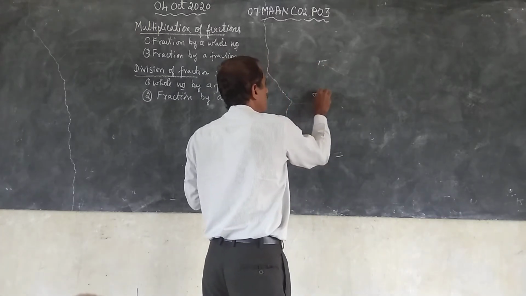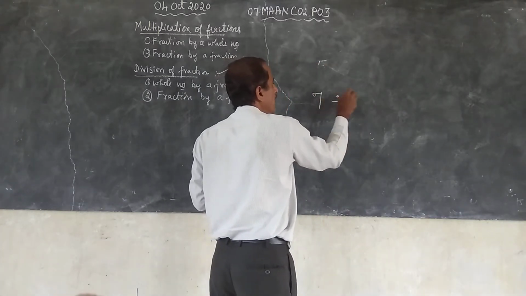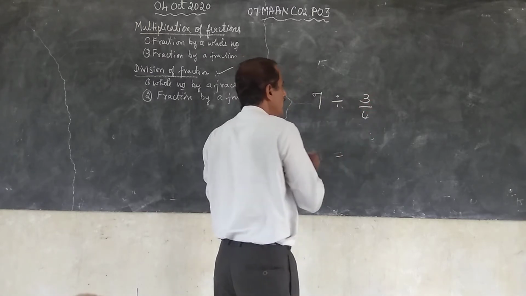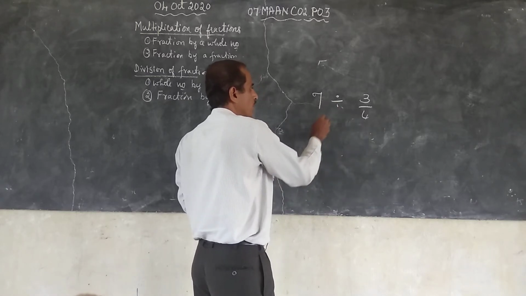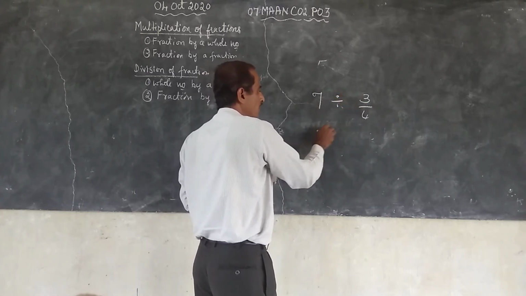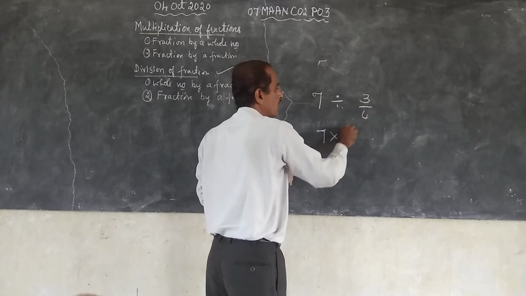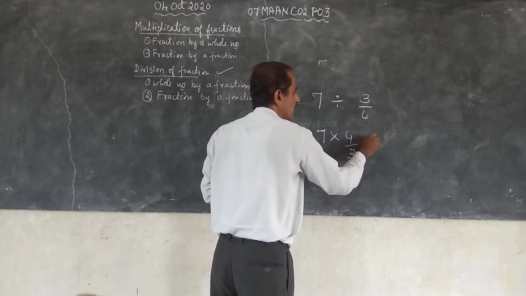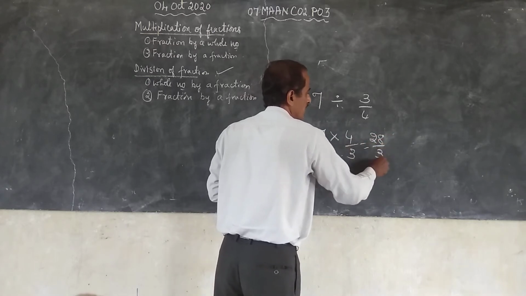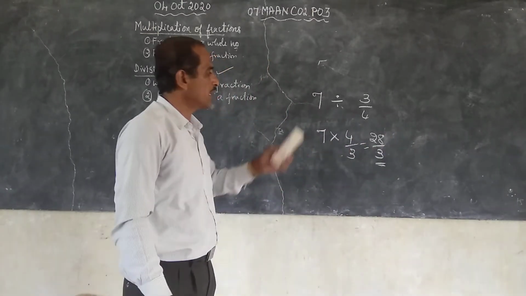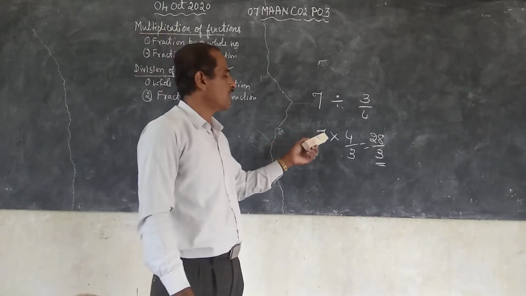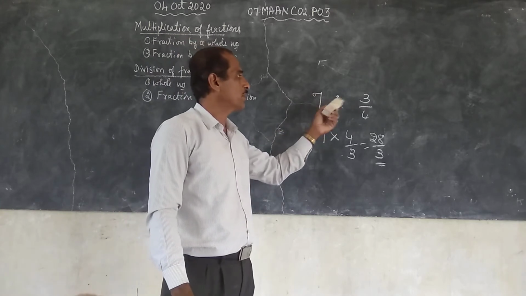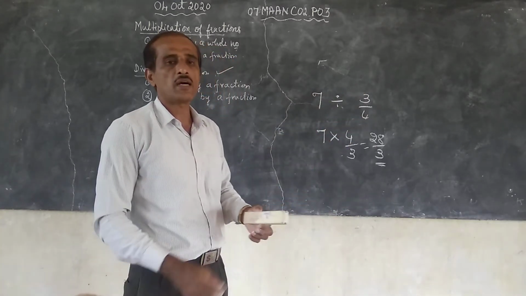See, divide 7 by say 3 by 4. Divide 7 by 3 by 4. 7 divided by 3 by 4 means 7 into how much becomes? Reciprocal. 7 into 4 by 3. What is 7 into 4? It is 28. Denominator 3. This is the answer. We can write it in mixed form. Okay. Like this you have to divide. So division of fractions means just multiplying by the reciprocal of the divisor.